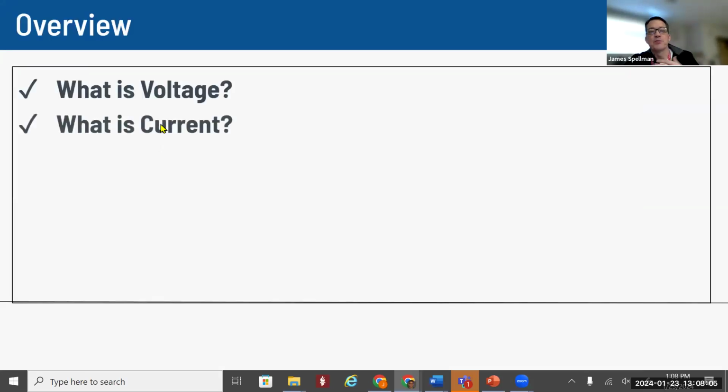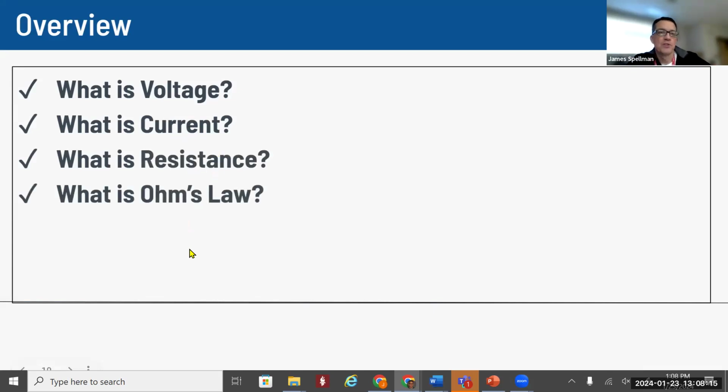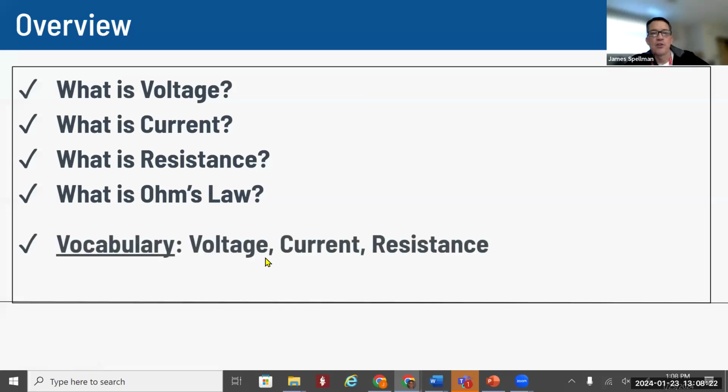So again, voltage is the push of the electricity. Current is the actual movement of the electrons. The resistance is what's going to be using that current to slow it down. And the relationship between all three of those ends up being Ohm's law, which is voltage has the relationship of the current times the resistance. And again, as voltage goes up, current goes up. As the resistance goes up, the current's going to go down.